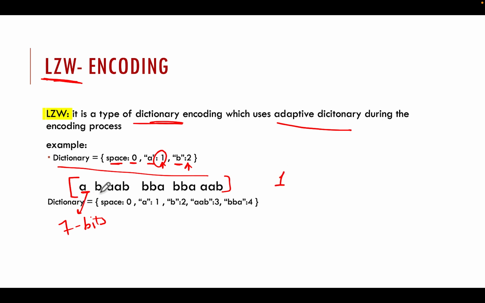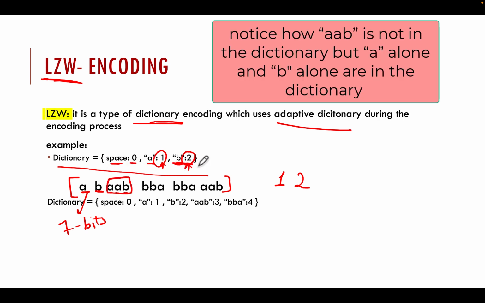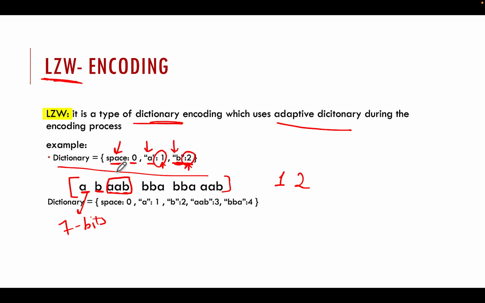Then we have B. Is it in the dictionary? Yes, it is. It's in the dictionary and referred to as 2. So we will put it here, 2. Now we have AAB. This is one entire string. Is that entire string inside the dictionary? No, it's not. We only have space, A and B. So it will add it as the numbers that each letter refers to. A refers to 1, so 1, 1, and B refers to 2, so 2.